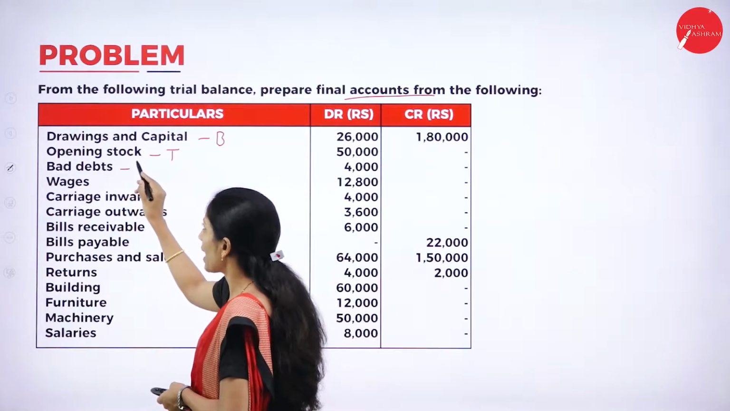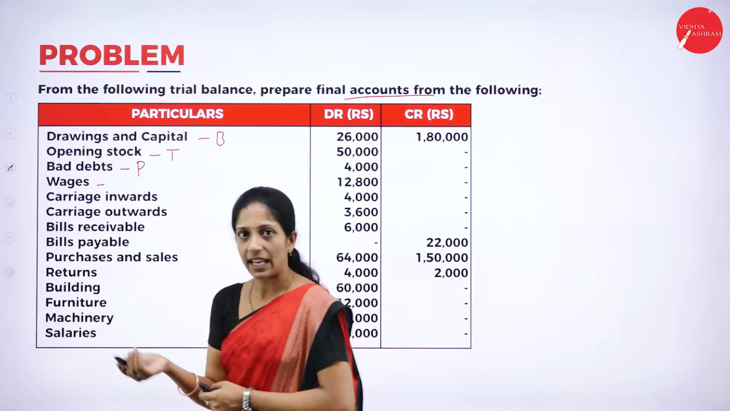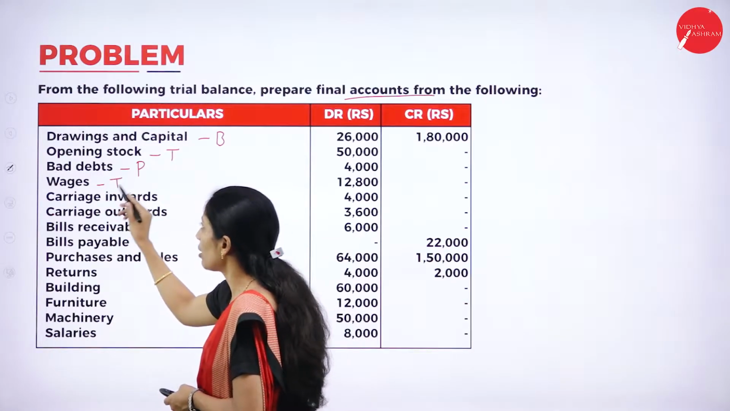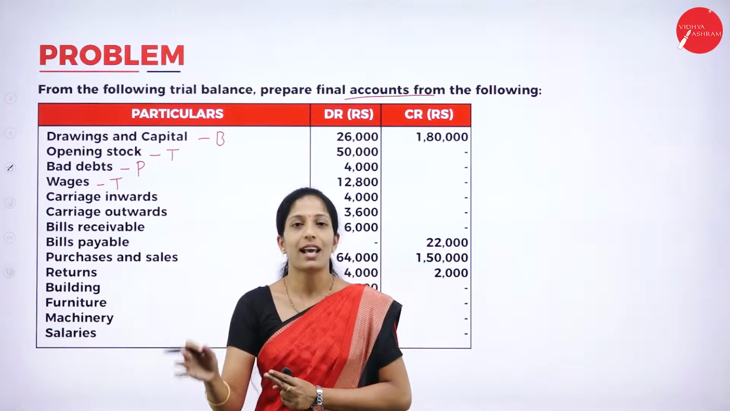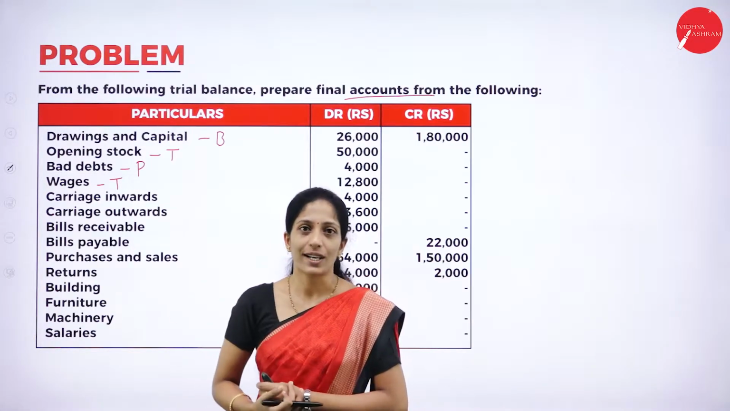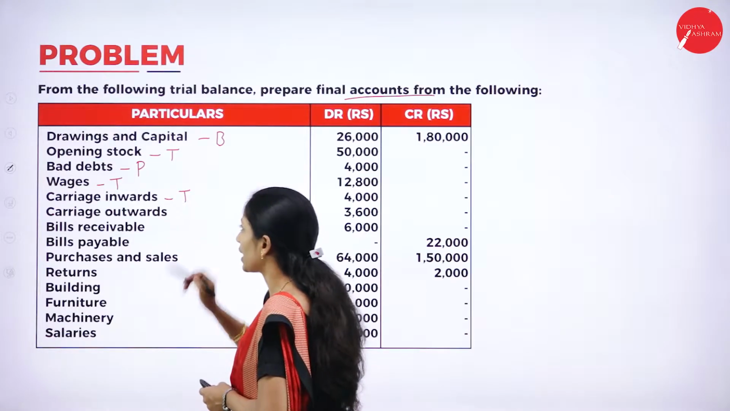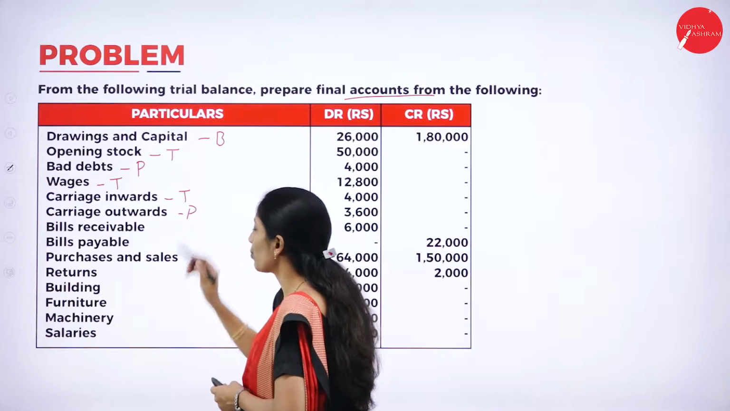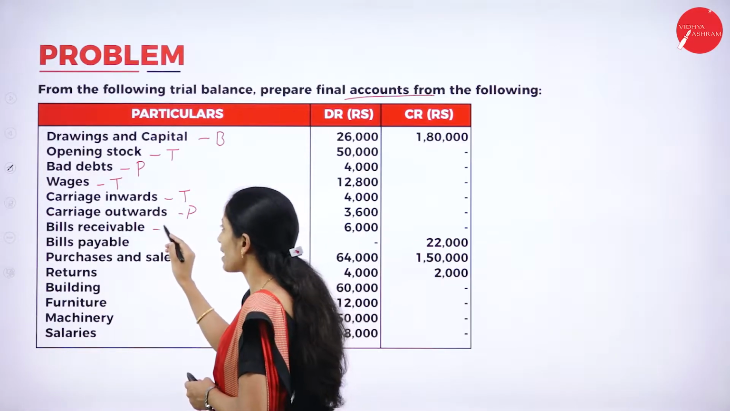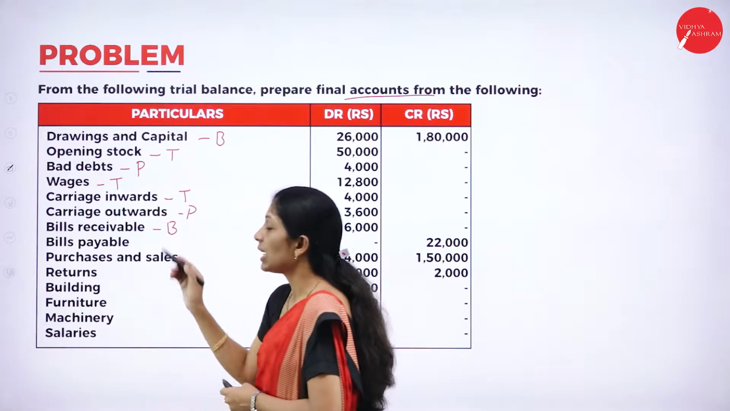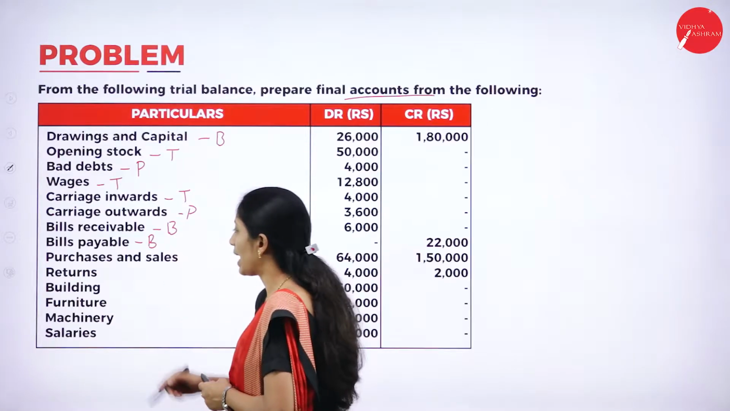Next, bad debts. So where do we record bad debts? In the profit and loss account. Next, wages, it is a direct expense, we'll record in trading account. Next, carriage inward. So remember, carriage inward is a direct expense and carriage outward is an indirect expense. So carriage inward is in the trading account and carriage outward in the profit and loss account. Bills receivable. So bills receivable is an asset, so we'll record in the balance sheet. Bills payable, so it is a liability, we'll record in the balance sheet.